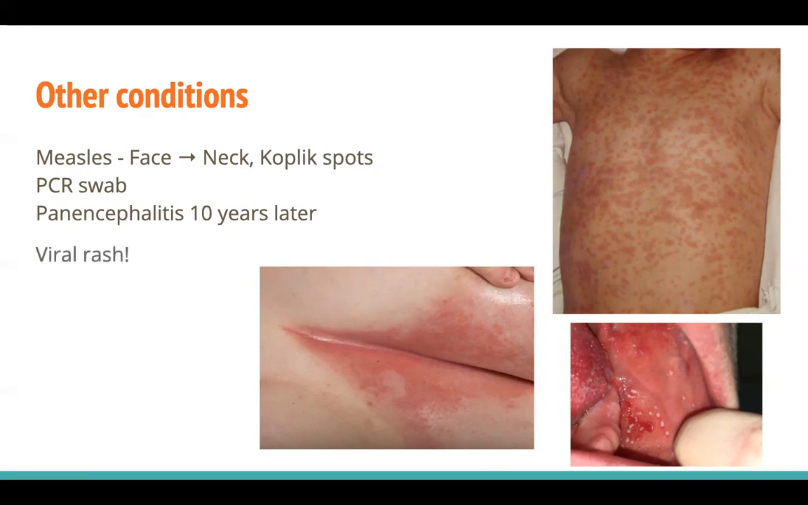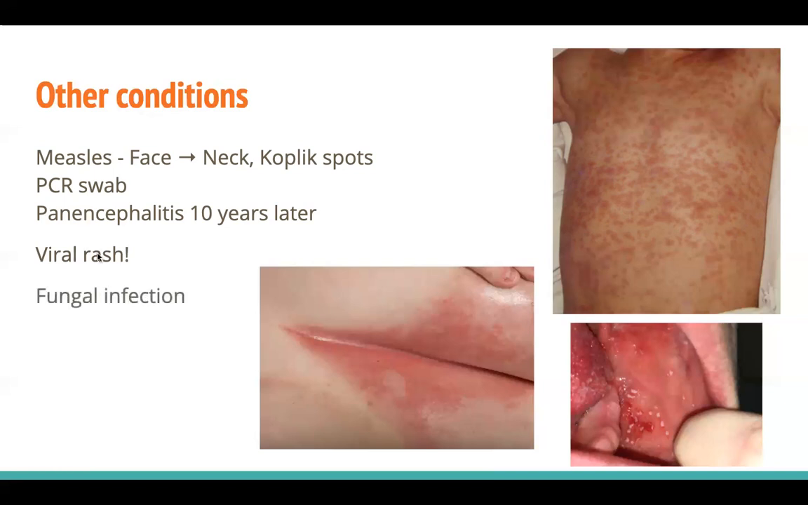Another common cause of a maculopapular rash in a patient on the ward is a viral illness, flu or any sort of coryzal illness, gastroenteritis or any sort of virus that you just normally would let run its course in an immunocompetent patient. You usually see the rash resolve soon after.